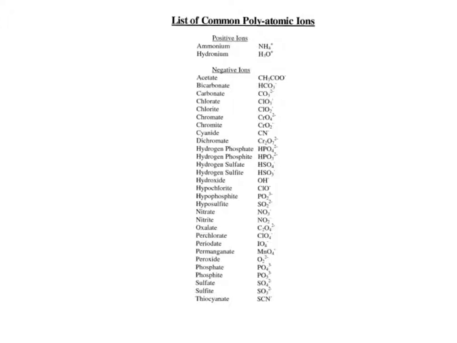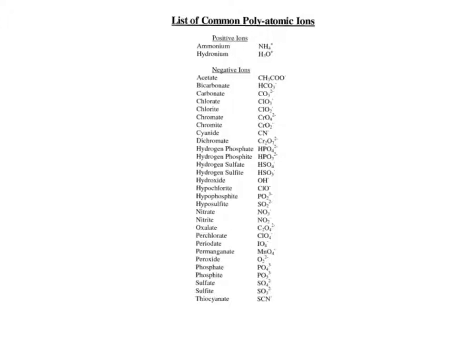And as far as naming goes, it's as simple as determining what the counter ion is and what the polyatomic ion is. So for example, if we wanted to deal with a compound between sodium and carbonate, I want a compound that has sodium in it, and I want a compound that has the polyatomic ion CO3. But remember, this entire thing carries the 2 negative charge.